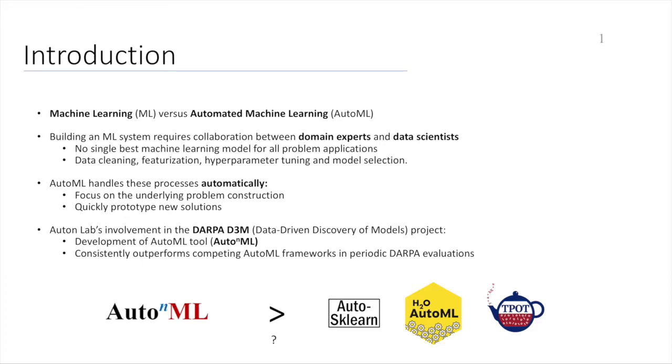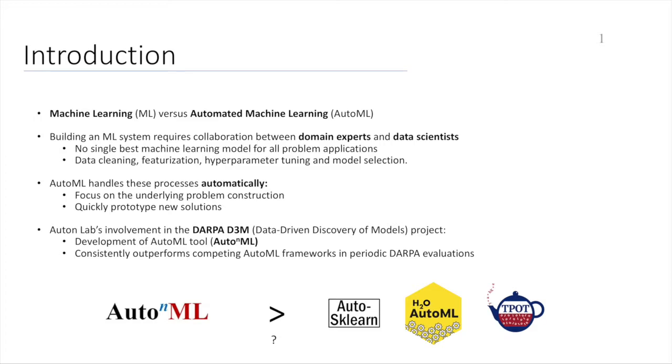First, I would like to introduce automated machine learning and its differences to machine learning. Existent methods of building a machine learning system to solve real-world data problems require collaboration between problem domain experts and data scientists. Since there is not a single best ML model, every application requires a manual process of data cleaning, featurization, hyperparameter tuning, and model selection.